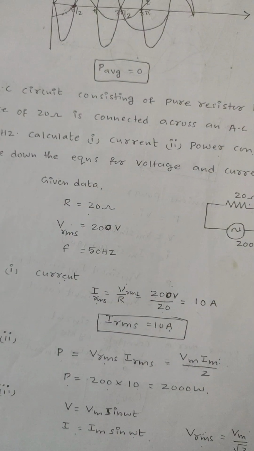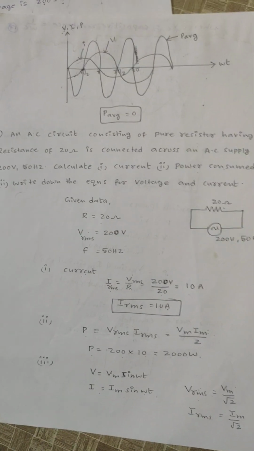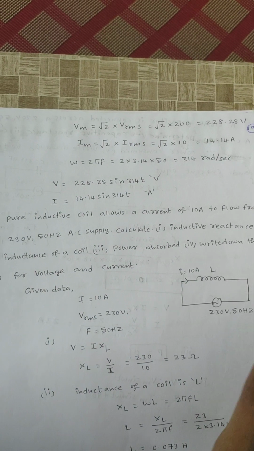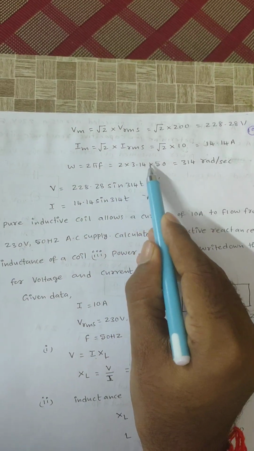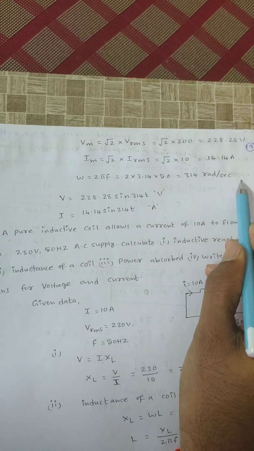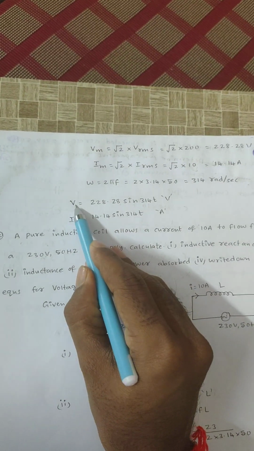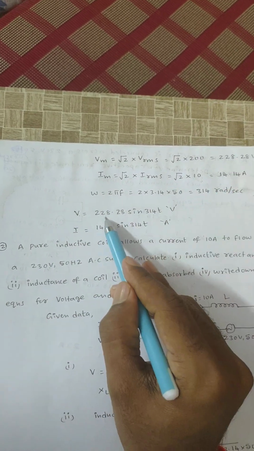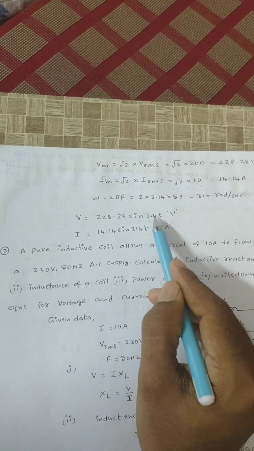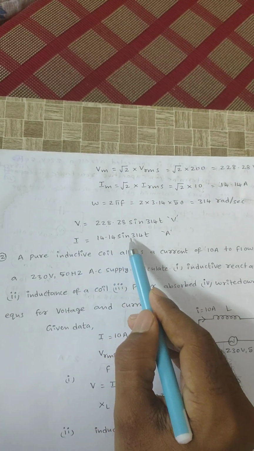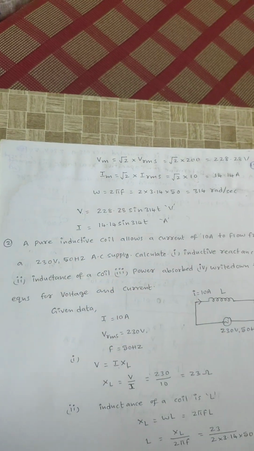Frequency F is given in the given data. That means omega equals 2 pi into F, that is 2 into 3.14 into 50, which equals 314 radians per second. Then the instantaneous value of voltage and current equations are V equals 228.28 into sine 314 t volts. Current I equals 14.14 into sine 314 t amperes.